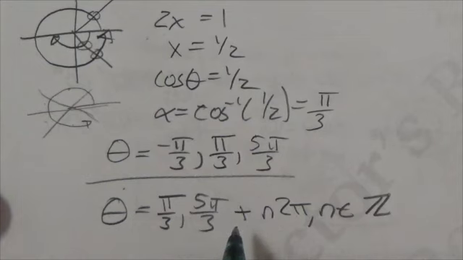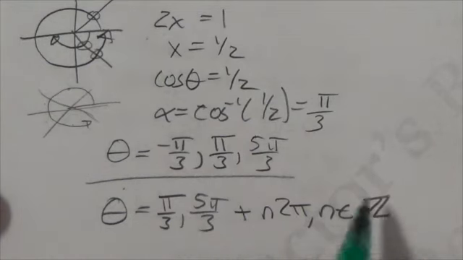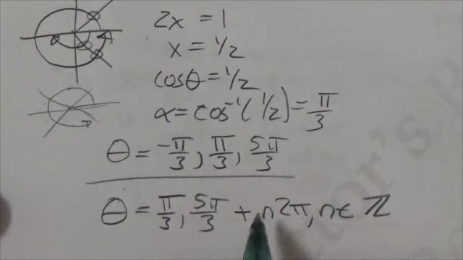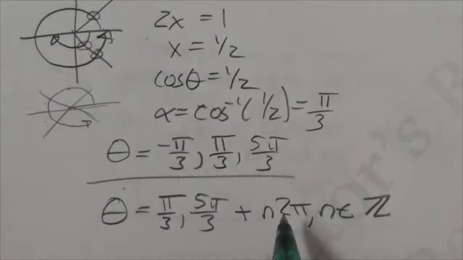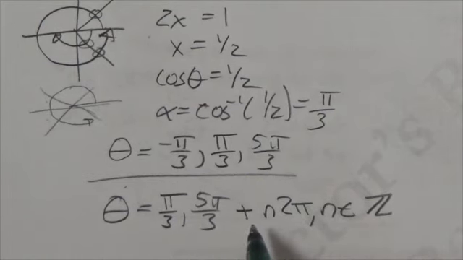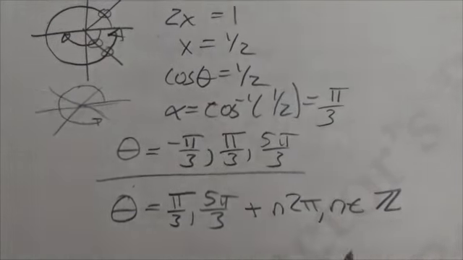Notice I'm not going plus or minus n times 2 pi, because I'm going to let n be an integer, so n is either positive or negative. And 2 pi indicates full rotations. And this is how I get a general solution. This is how this is now extended to the entire domain.